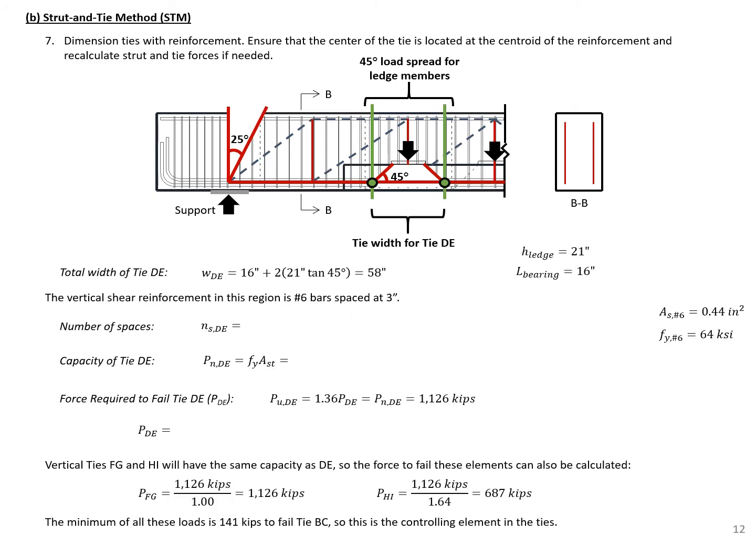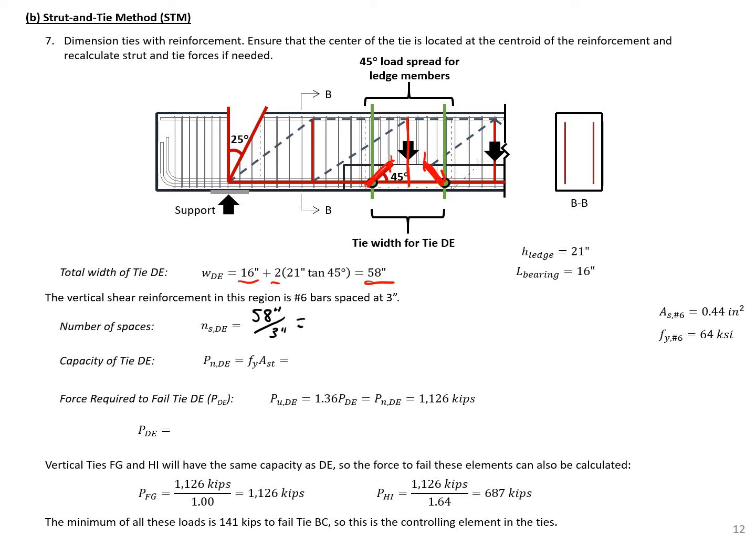Next, we're going to look at our tie DE, which is our hanger tie at the left load point. The width of this tie is equal to the bearing width, 16 inches, plus 2 times our 45-degree load spread. So we can find our total width, which is equal to 58 inches. Using that total width, we can figure out the number of spaces that we have. So 58 divided by, we have 3-inch spacing of number 6 bars in this region.